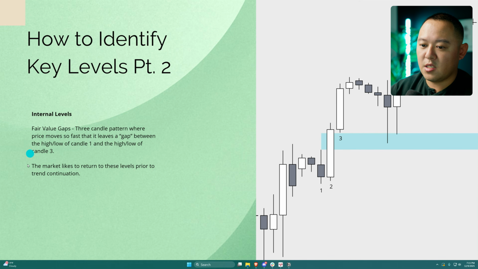Okay, so the market likes to return to these levels prior to trend continuation. So for me, fair value gaps are one of the most easily identifiable and important internal levels that I can see on a chart. And for a beginner like you, one of the easiest setups to trade.